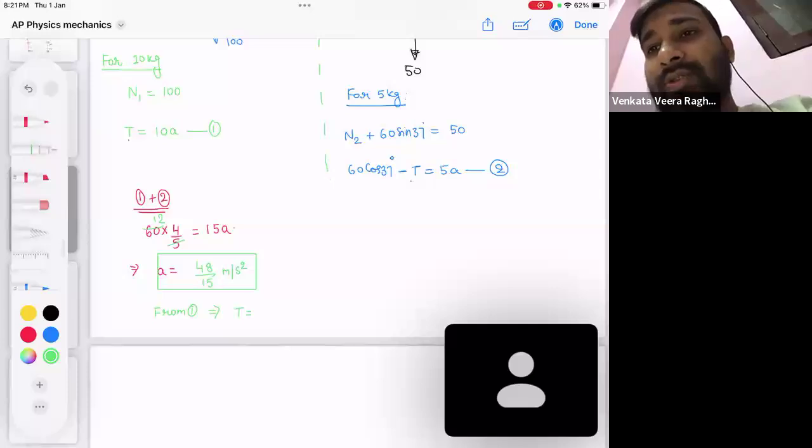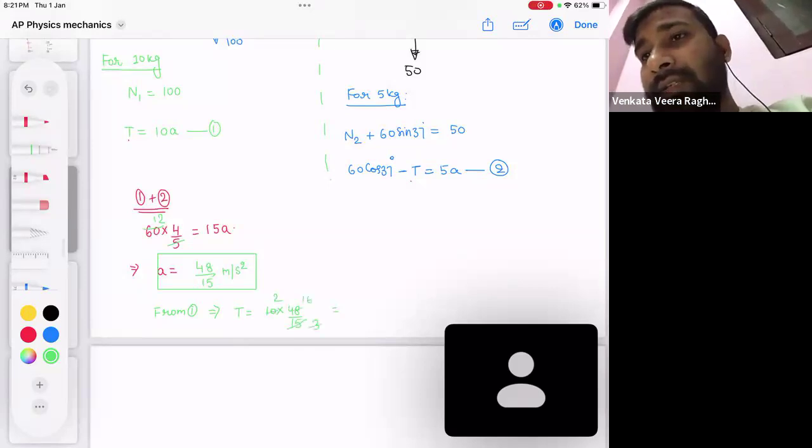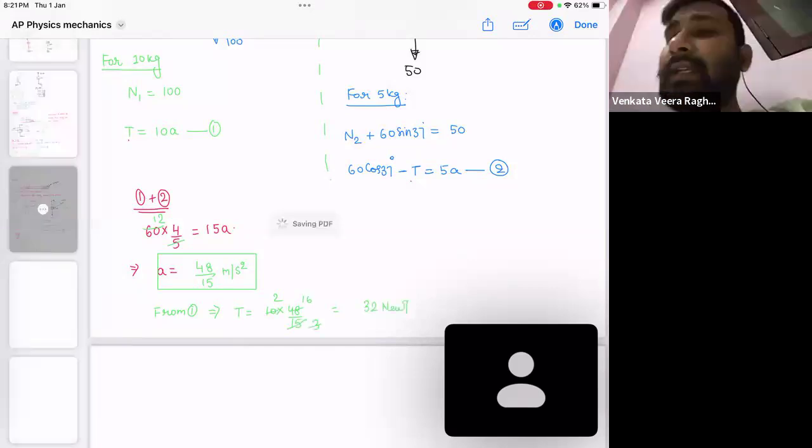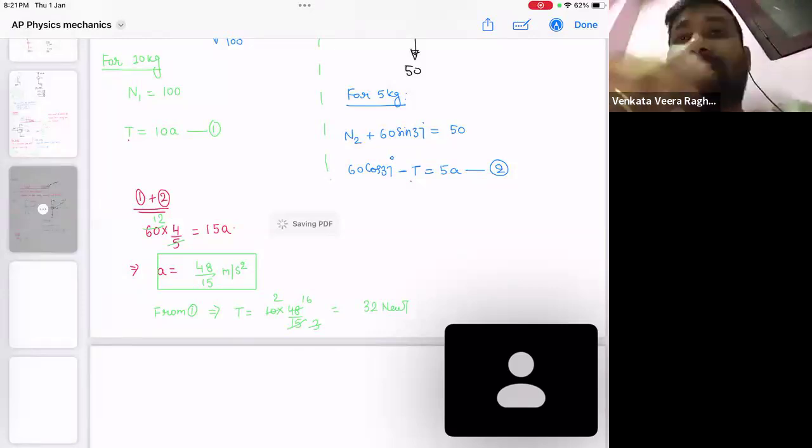Tension equal to 10 into 48 by 15, right? 5 into 3, 5 into 2, 3 into 16. So 32 Newton we got as the tension in the string connecting both the blocks. That is the tension we got.